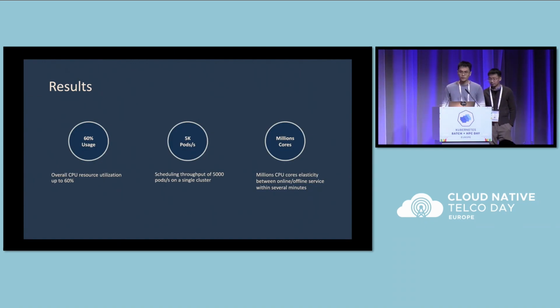So we've been running it in production for some time now, and we've managed to increase the resource utilization in our clusters to up to 60%. We've managed to sustain a peak scheduling throughput of 5,000 pods per second, and we've also managed to unify our resource pools consisting of millions of cores.